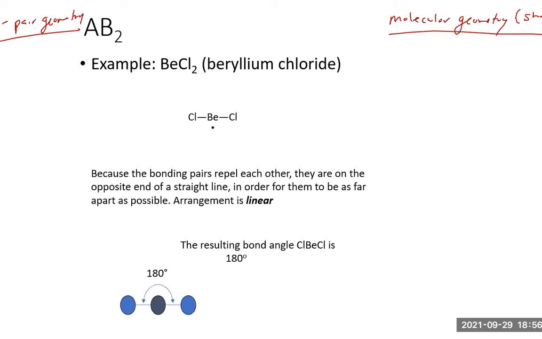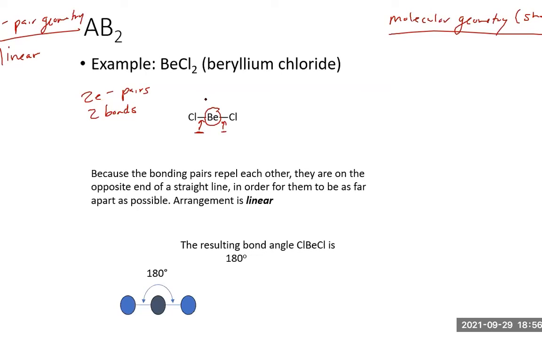So let's take a look at this one. This is beryllium chloride. This is actually an incomplete octet. Here's what we want to count. We want to go to the center atom always. I see 1 and 2 electron pairs. I see 1 and 2 bonds. So something with 2 electron pairs, the electron pair geometry will also be linear.